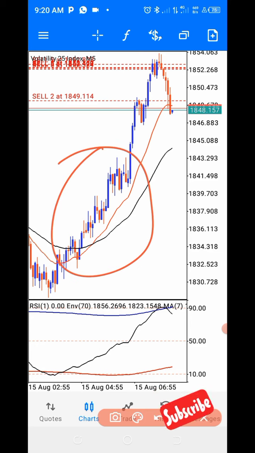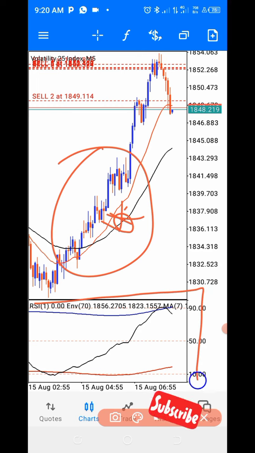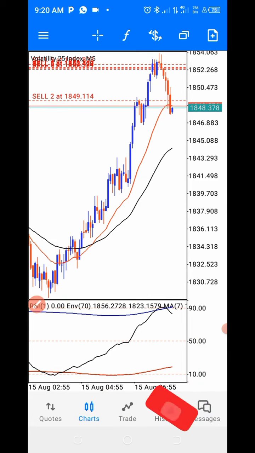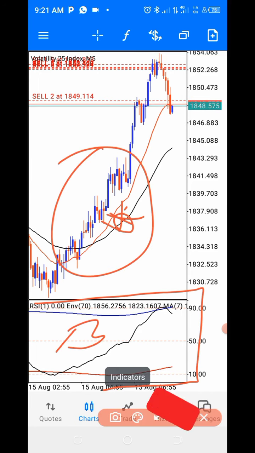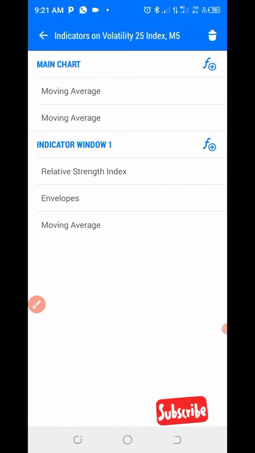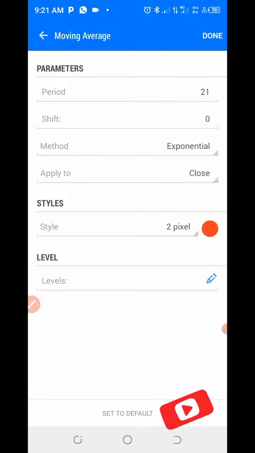We are going to be using three indicators: two on our main chart, a moving average, and one in our indicator window. For the first indicator, for those of you that are new, you click on this F here, then you add a moving average. The period is 21, shift is 0, method is exponential, apply to close.